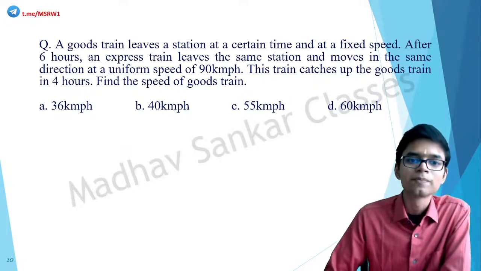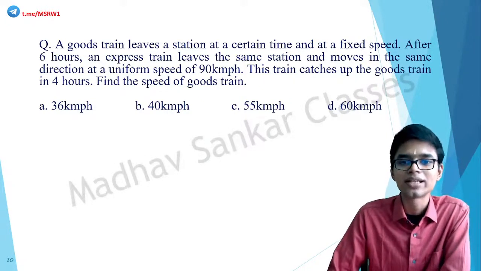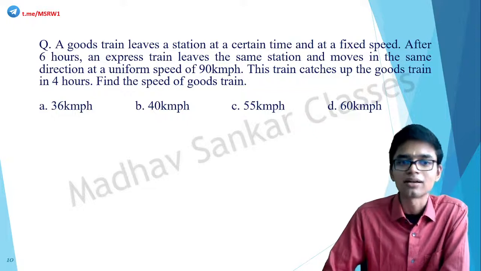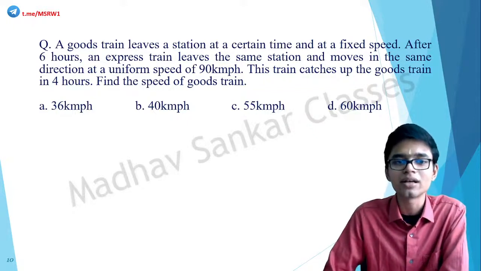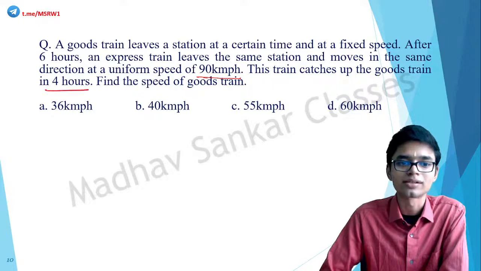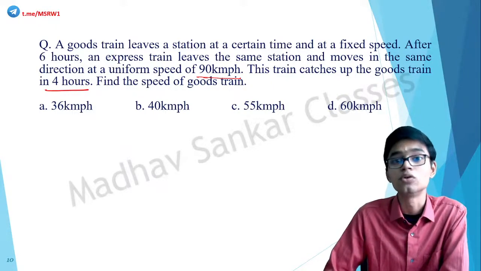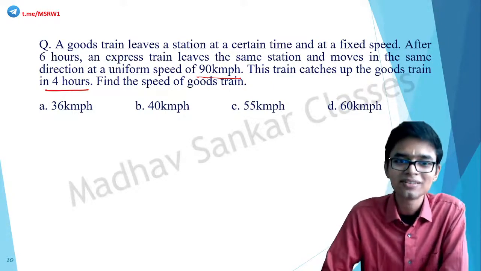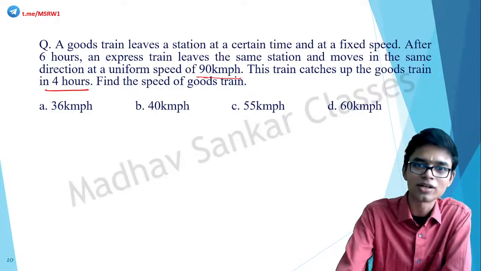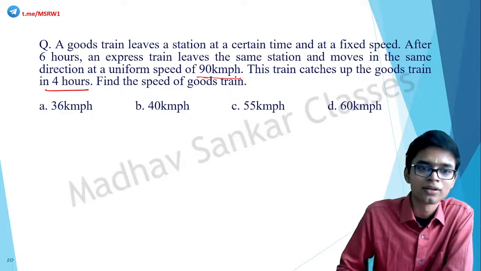A goods train leaves a station at a certain time and at a fixed speed. We don't know the time or speed. After 6 hours, an express train leaves the same station and moves in the same direction at a uniform speed of 90 kilometers per hour. This train catches up with the goods train in 4 hours. Find the speed of goods train. Okay, actually not that difficult question. Again, this is actually pretty easy once you get the idea.